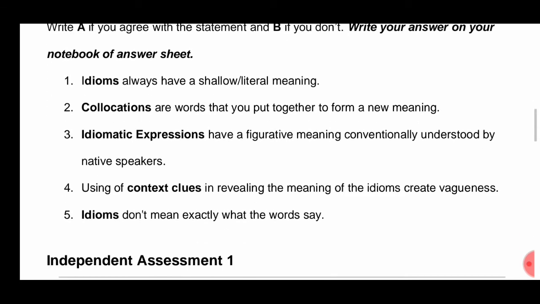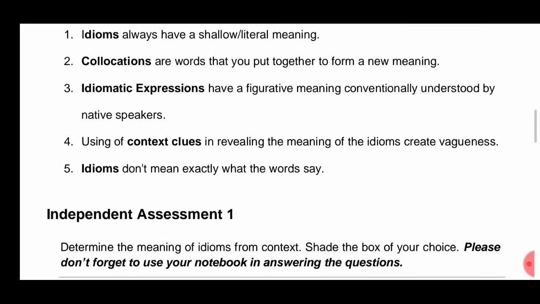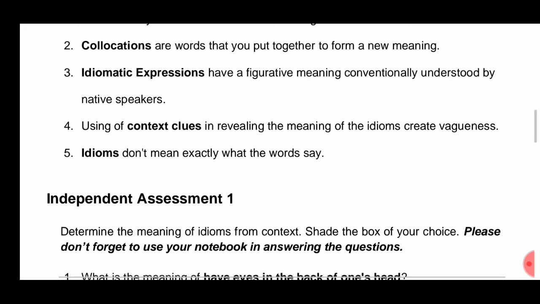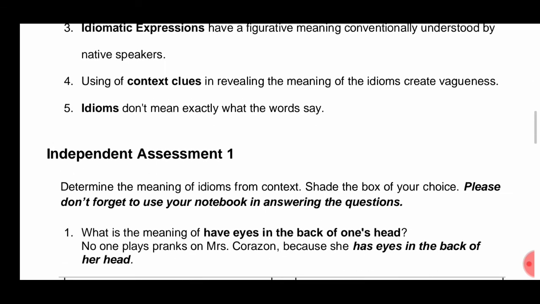Next, using of context clues in revealing the meaning of the idioms create vagueness. Malabo daw. Is it true? No. So the answer is B because by using context clues, you can easily determine the meaning of the word. Next, idioms don't mean exactly what the words say. What's your answer? Yes, it's A. Very good. So you have a clap for that.